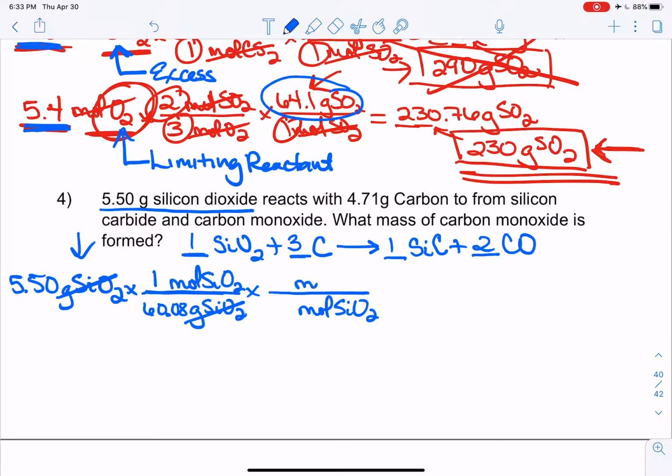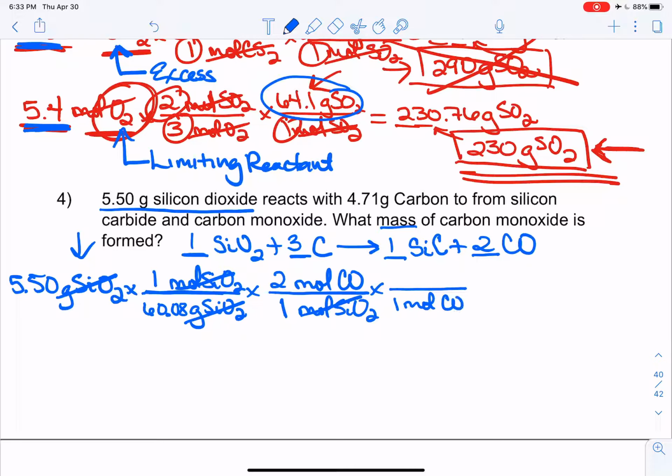And where do we want to go? We want to go to moles of carbon monoxide, CO. And for every 1 silicon dioxide that we consume, we are going to create 2 carbon monoxides. So moles of silicon dioxide cancels out. And then we want to get to mass. So we're going to need to use a molar mass. So that relates moles to grams and grams to moles.